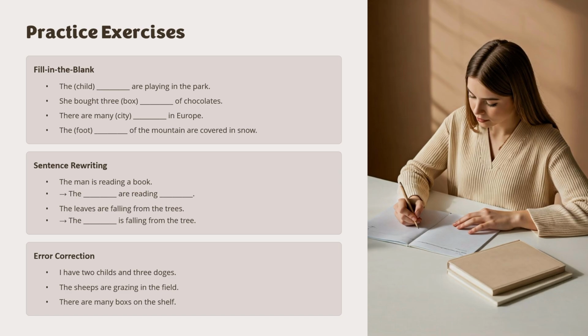Next we have, the sheeps are grazing in the field. Remember, these are one of those irregular nouns that do not change. So instead of sheeps with an S, we would just say sheep. The sheep are grazing in the field. Good. And now for the last one, there are many box on the shelves. Box with an S. Remember, if it ends in an X, we add ES. So the correct spelling here would say, there are many boxes, spelled BOXES, on the shelf. There are many boxes on the shelf. Good. Perfect.